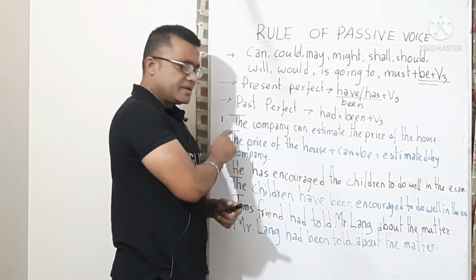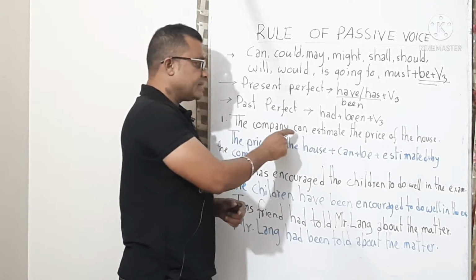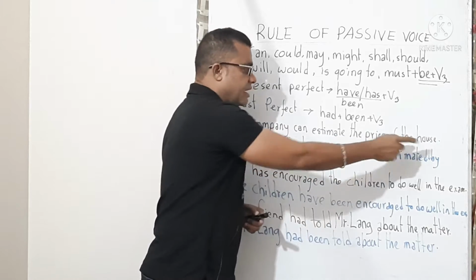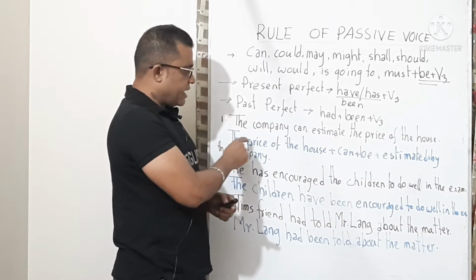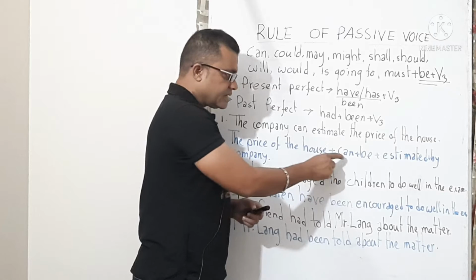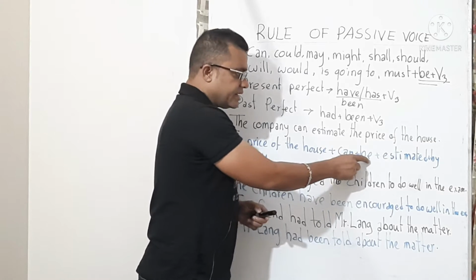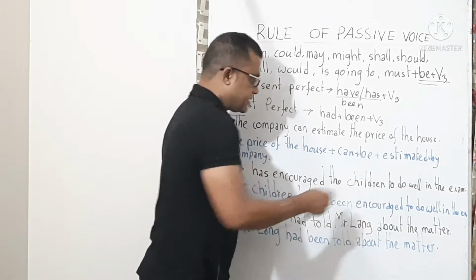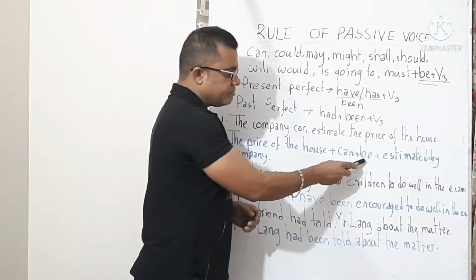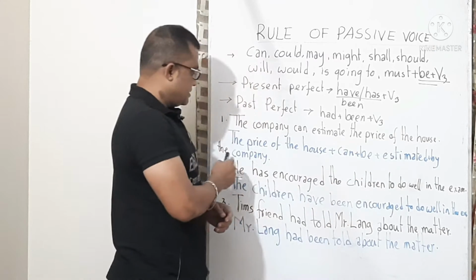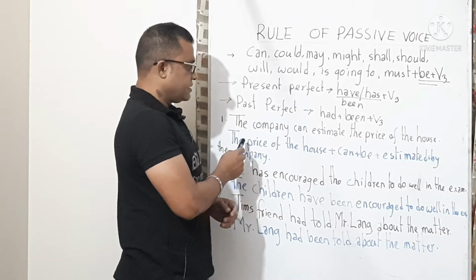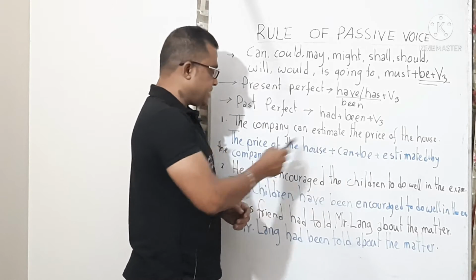So, this is the example again. The company can estimate the price of the house. The price of the house comes, can. There is be. There is V3. Can be V3 by the company. The price of the house can be estimated by the company.